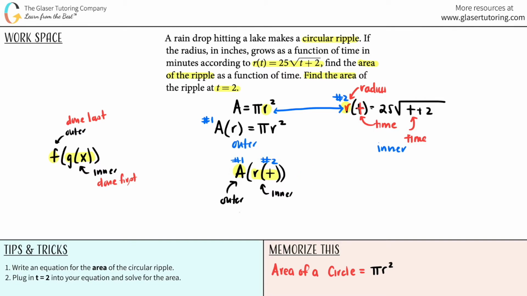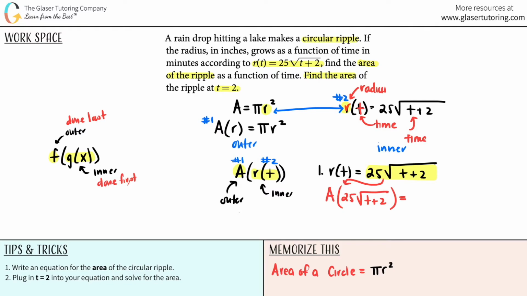So now we're going to do the rules that we have been doing for the whole playlist of working from inner to outer. So I'm just going to put our steps over here. 1, r of t is just 25 square root of t plus 2. Now I'm going to plug in for, remember, the answer to your inner function is always what you plug in for your outer function. So it would be 25 square root of t plus 2.